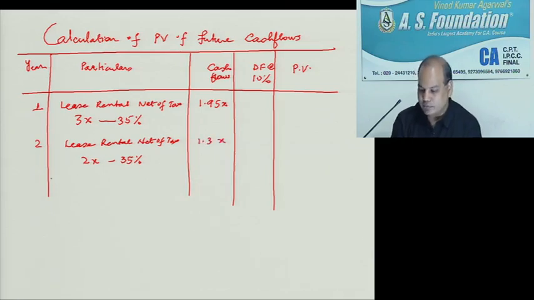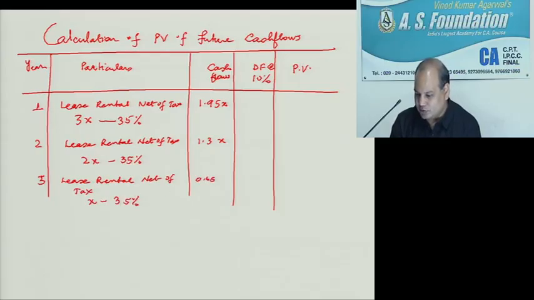Year 3 lease rental net of tax: x minus 35%, that is 0.65x now.